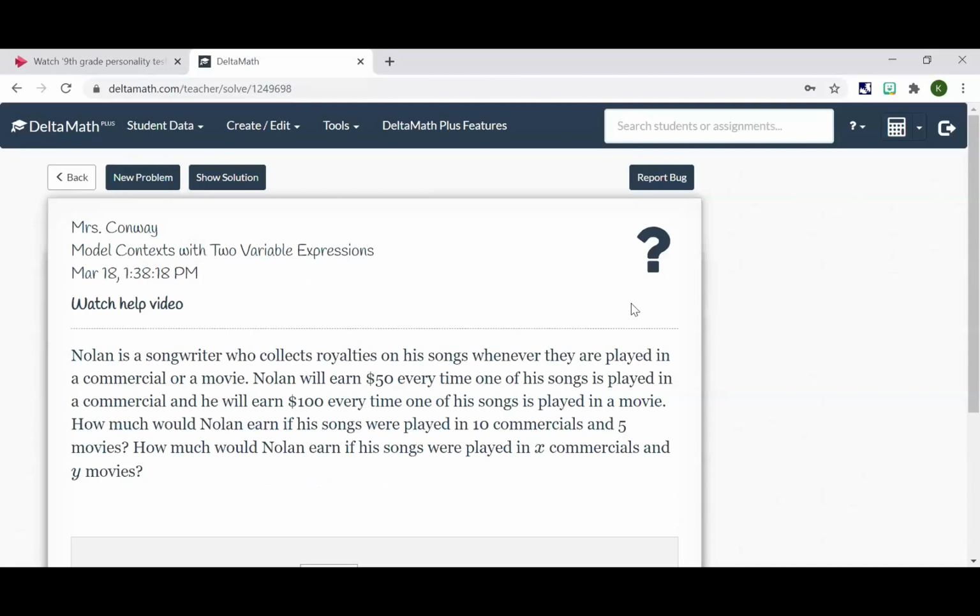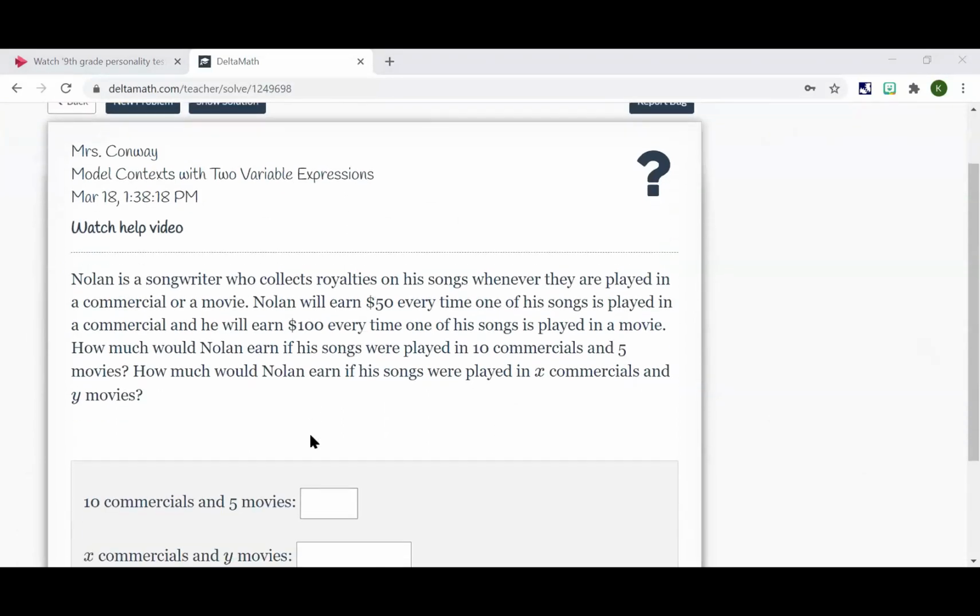Okay. So Nolan is a songwriter. What we're doing here is trying to repair the fact that I've spent the whole entire year avoiding word problems. It turns out we eventually have to do them. And so these are word problems, and this is just me sort of introducing what a word problem is and how they work.